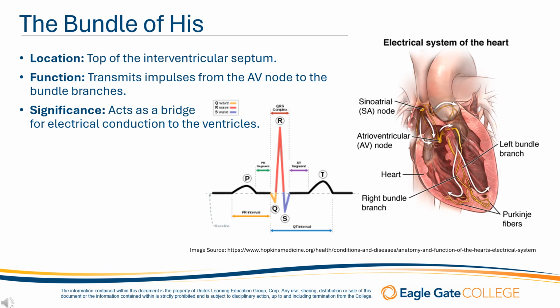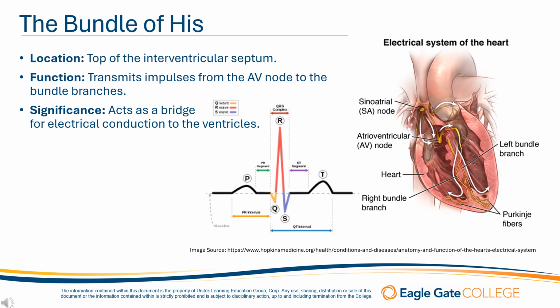The primary role of the bundle of His is to act as a transmission pathway for electrical impulses received from the AV node. After the AV node delays the impulses to ensure complete ventricular filling, it passes these impulses to the bundle of His. The bundle of His then swiftly transmits these impulses down through the interventricular septum to the right and left bundle branches.